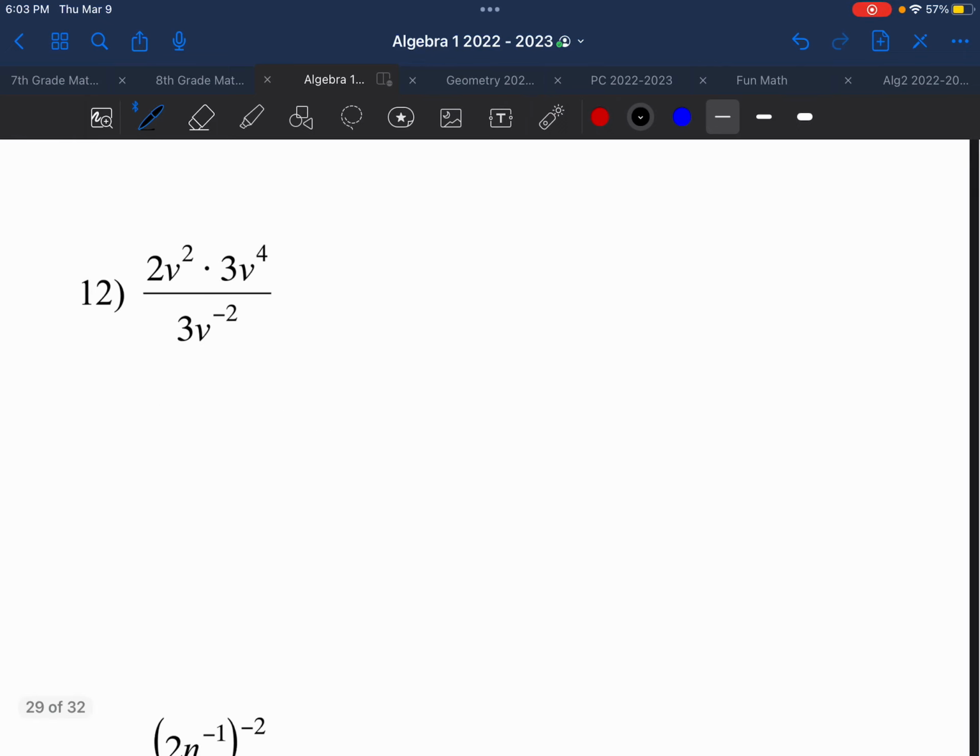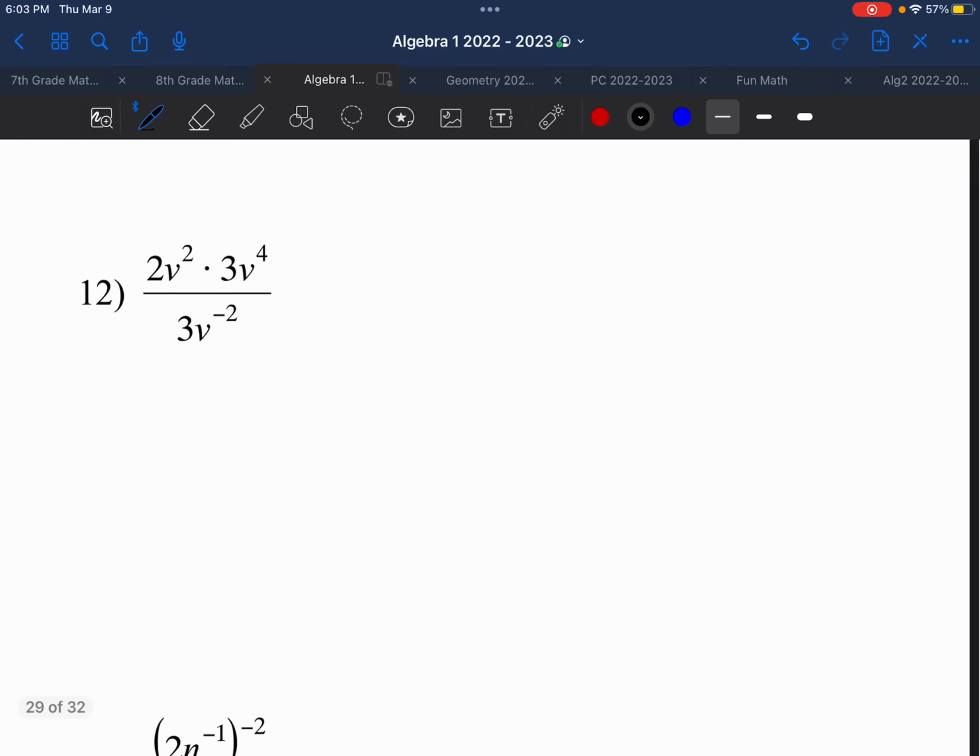In number 12, I'm going to first, wait. I see something that's the same. 3 and the 3, I see the same thing. Cross it off. Cross off the 3, cross off the 3, and you might be thinking, I see a 2 and a 2. No, -2 is not the same thing as a 2. You can't cross those off, sadly. But what I can do is rewrite this problem and make it a little bit easier to read. I have a 2v squared times v to the power of 4 all over v to the -2.